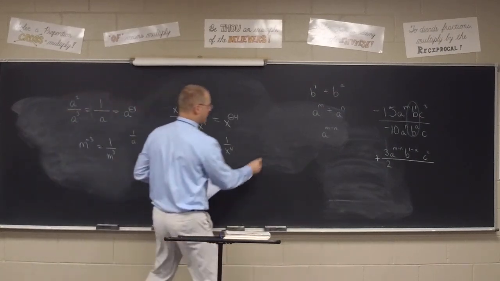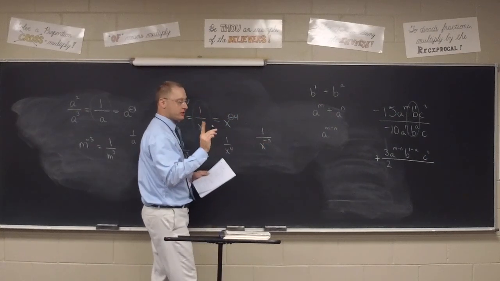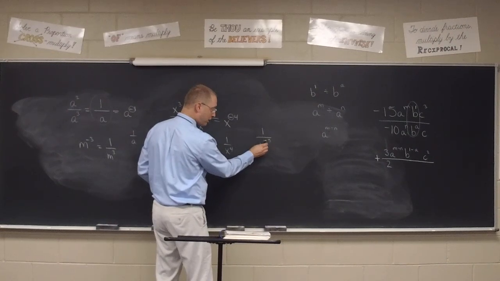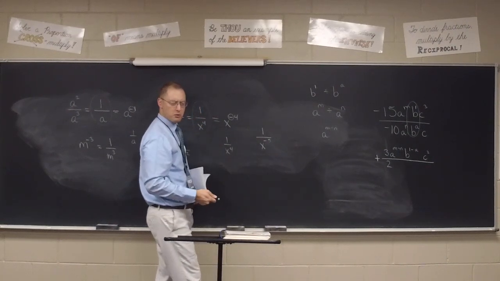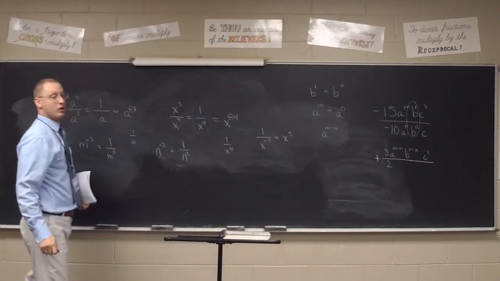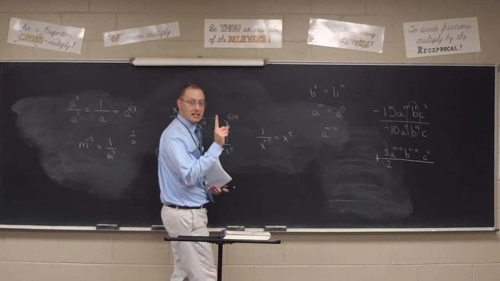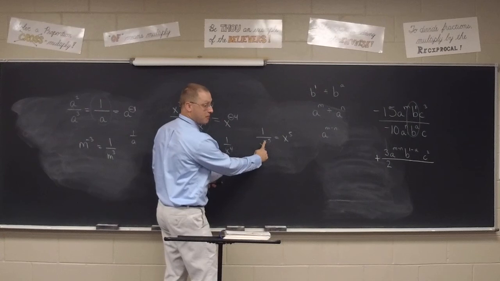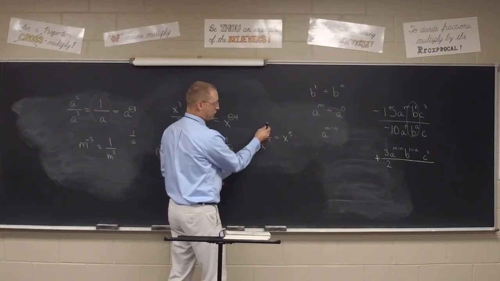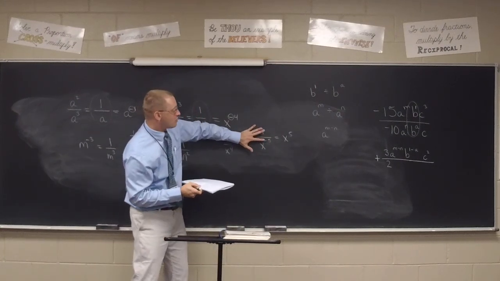If I had 1 over x to the negative 5th, this literally means the reciprocal of 1 over x to the 5th. All the negative exponent means, now listen carefully, is the reciprocal of 1 over x to the fifth. So what is the reciprocal of 1 over x to the fifth? That's just x to the fifth. That's all the negative means. It means take the reciprocal of this.